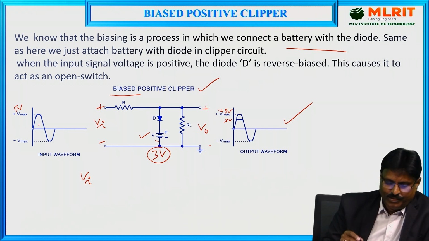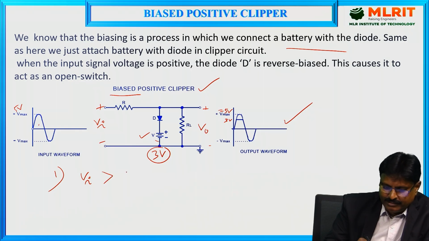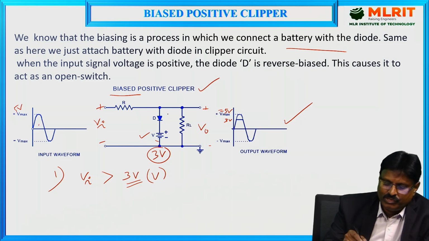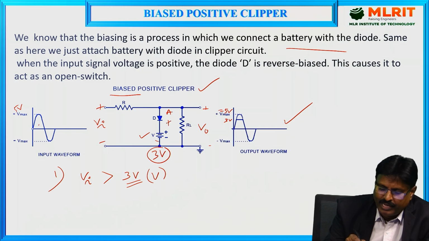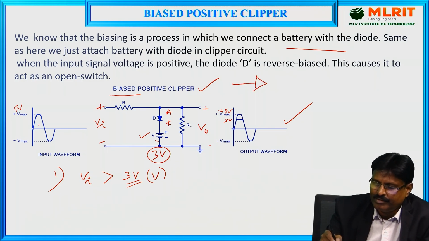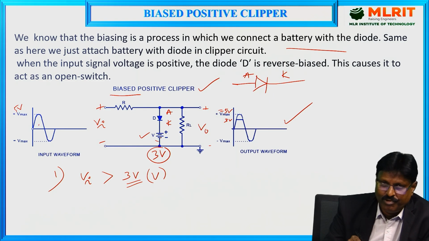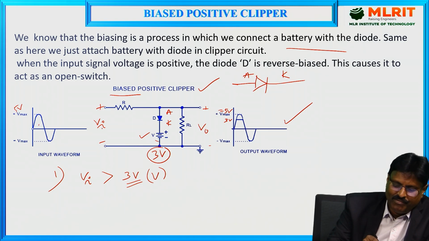Here, first case 1, Vi greater than 3 volts. 3 volts in the sense, the battery V. As an example, I am considering it as 3. So whenever Vi is greater than 3 volts, this is the anode of the diode and this is the cathode. I am considering this battery voltage as V equal to 3 volts.